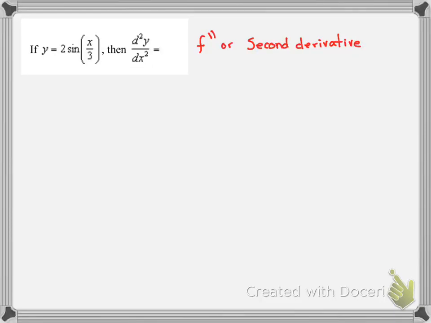So in this question, you're asked for this thing here, d squared y dx squared. Well, that's really just the second derivative, or f double prime. So that means if y is equal to what's given, we're looking for y prime. So I'm going to highlight this inner function. This is going to be our chain rule.